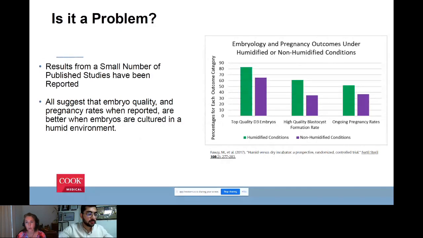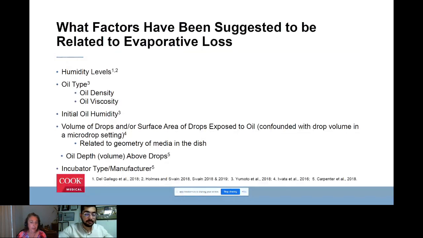The problem is that all of these papers use different ways of studying. So we actually tried to make it more of a stable environment. A number of factors have been suggested to be related to the evaporative loss phenomenon. Of course, there are the humidity levels. In a dry environment, often it's less than 10% relative humidity, so it is a very desiccating environment that we're culturing in.